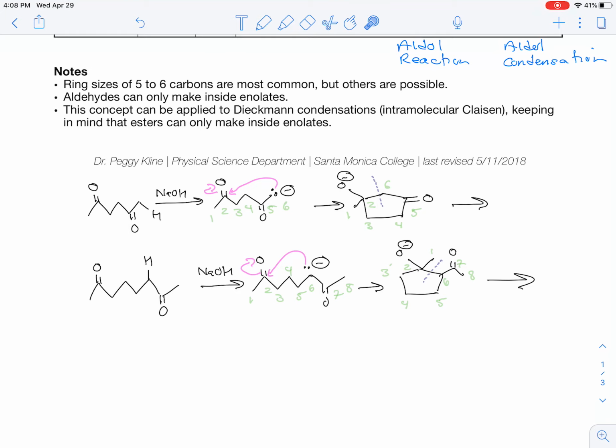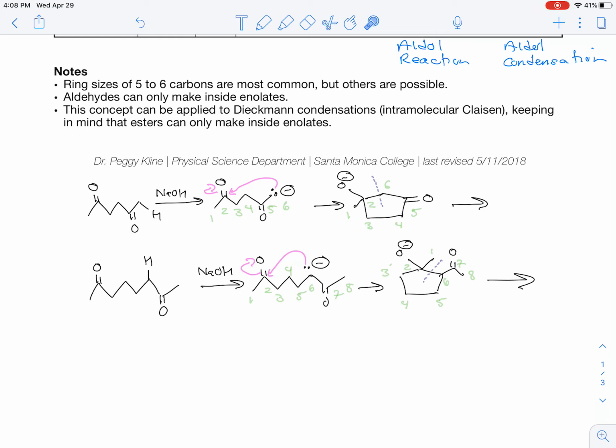Same thing would be true if you had an aldehyde with no substituents on the inside part, because there would only be one enolate you could make, or if you had, like, a ketone and an aldehyde. But again, we're sticking with diketones here because they're simpler.